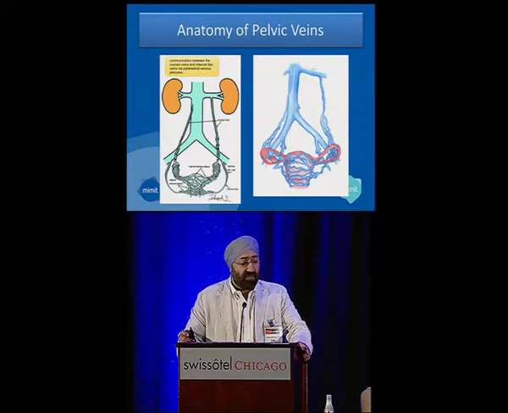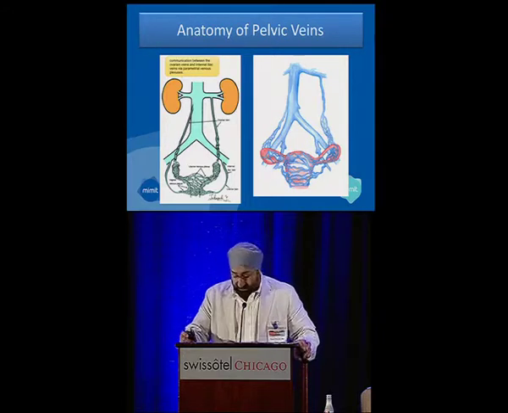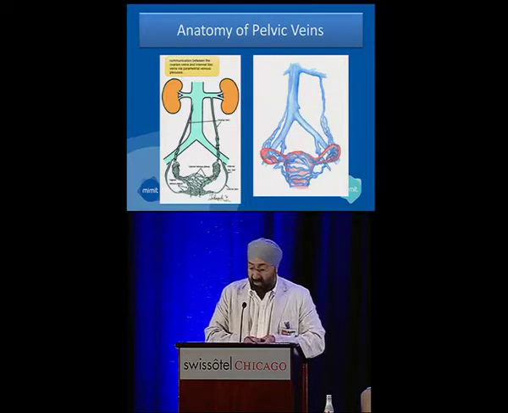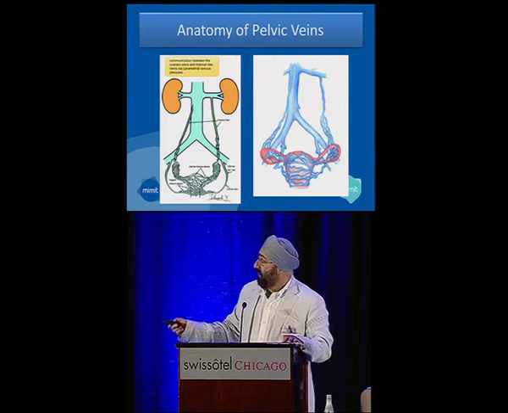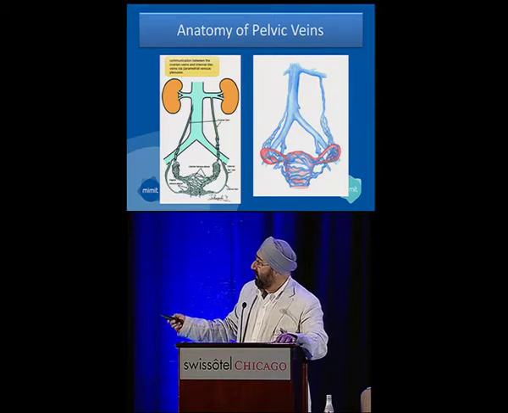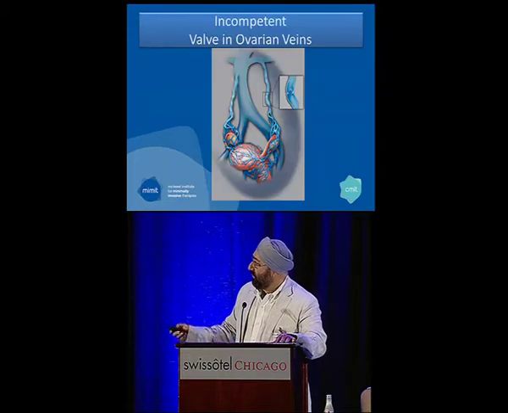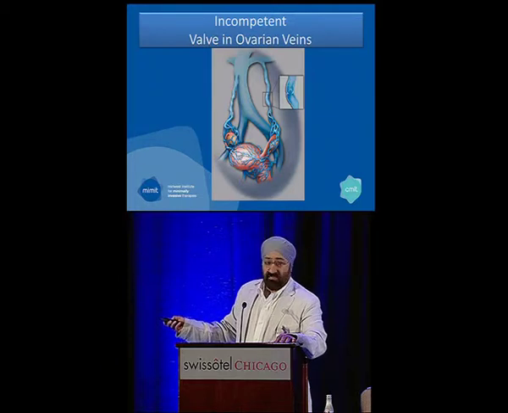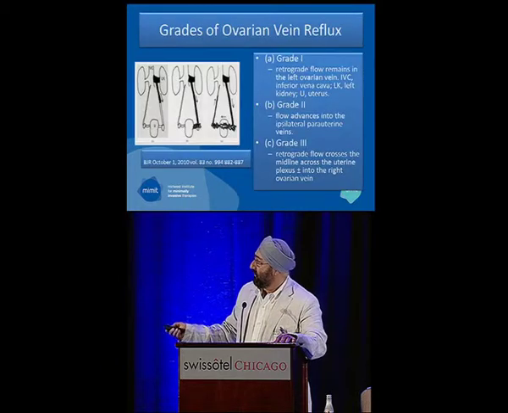And really what's happening here, if you look at the pictures, it looks like I can point today, that in the ovarian veins, and more common on the left side because it's emptying into the renal vein, you may have an incompetent valve that causes reflux. And they also grade this, which I'll show you in a moment. But really it's the same concept as we see with venous insufficiency in the legs and varicose veins.